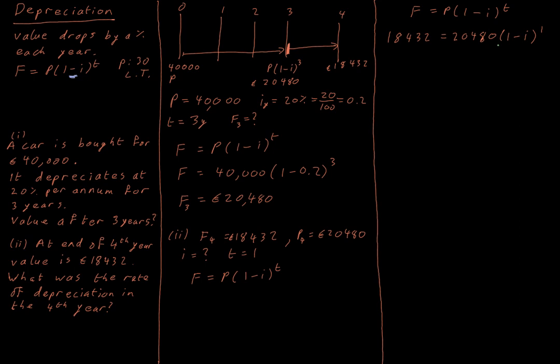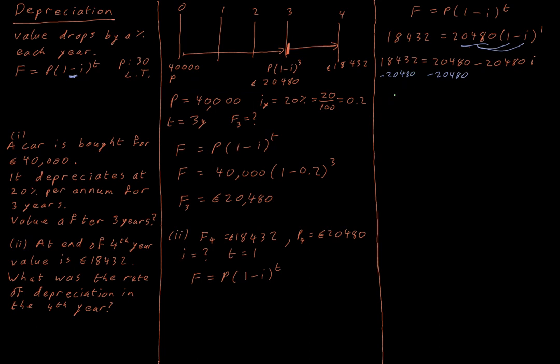So when we see this, now all we're trying to do is isolate i. So what we need to do is multiply this by each thing inside the bracket. And again, the power of 1 means that this is just a normal bracket. It's not squared or anything like that. So we have 18,432 is equal to 20,480 minus 20,480i. This is just an algebraic equation. All we are doing is solving for i. So I need to get rid of this 20,480 from the right hand side because I want to have i by itself. I don't want this constant here.